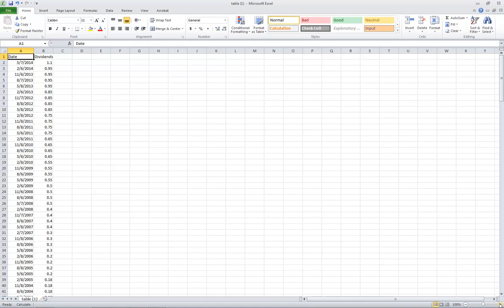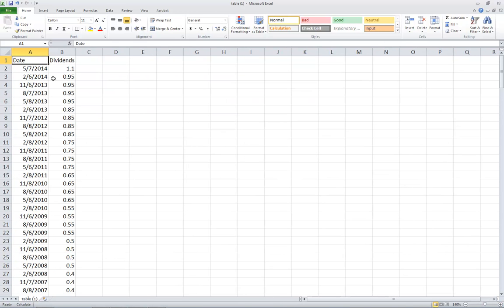So when you look at these dividends, you can see that we have four quarterly dividends of 95 cents, 4 quarterly dividends of 85 cents, 4 quarterly dividends of 75 cents, 65 cents, and 55 cents. So from 2/6/2014 to 5/6/2009, that gives us 5 years of quarterly dividends.